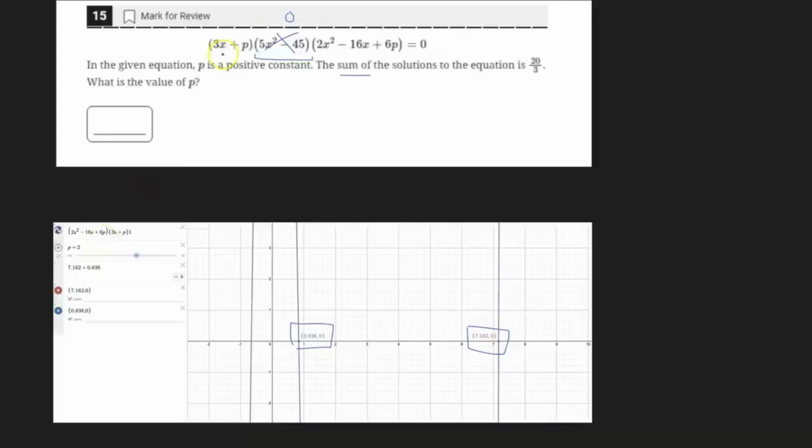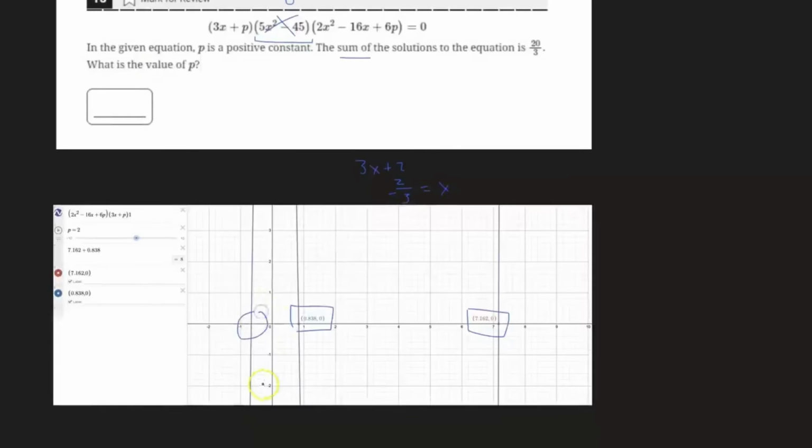Well, because I know 3x plus p, no matter what p is, p has to be a positive constant. And because p is a positive constant, its x-intercept is always negative. So here's our example. Let's say 3x plus, I don't know, 2. Then when I isolate for x, I'm going to get negative 2 over 3 equals x. And therefore, I know this thing right here, whatever that is, is always going to be negative, and that is going to be the x-intercept of 3x plus p.